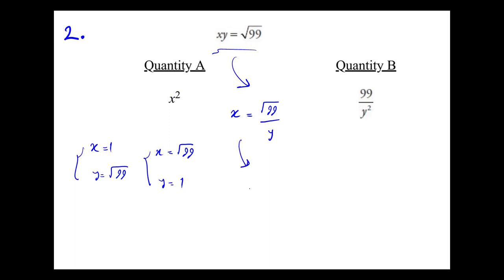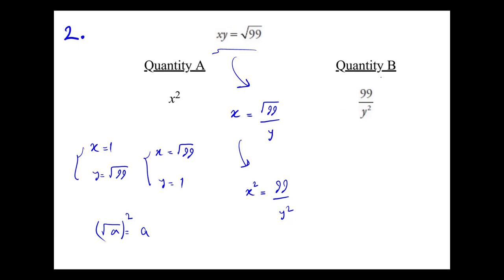So from this one, what is x to the 2? The square root of 99 to the power of 2 is 99. We know that, for example, the square root of a, if it goes to the power of 2, becomes a. And y to the power of 2 is y2. We gave power of 2 to both sides of the equality. This is x2. This is quantity A.